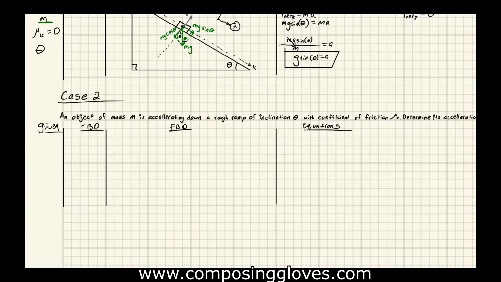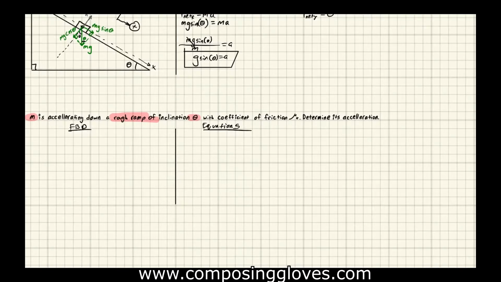An object of mass m. So we're given m again is accelerating down a rough ramp, okay, of inclination theta. So rough ramp, that means that we're going to have a coefficient of friction. And it says with coefficient of friction mu sub k. So we are given the coefficient of friction. Granted, right now it could be any number, but in this problem we would be given the coefficient of friction mu sub k. Determine its acceleration. So that's what we want to know.